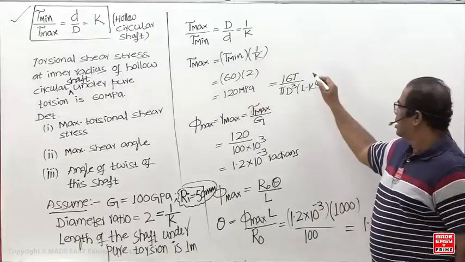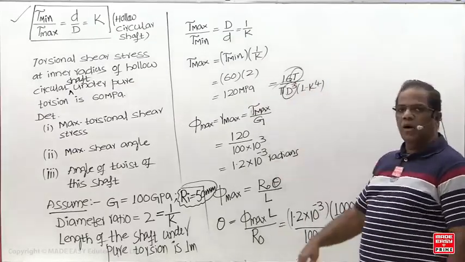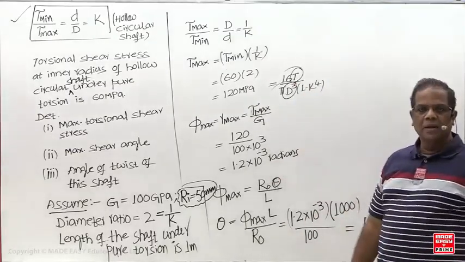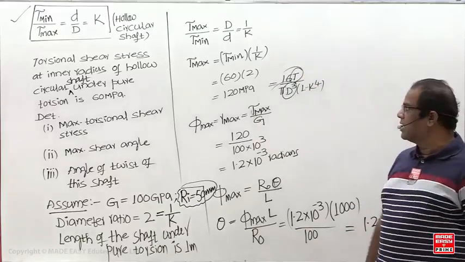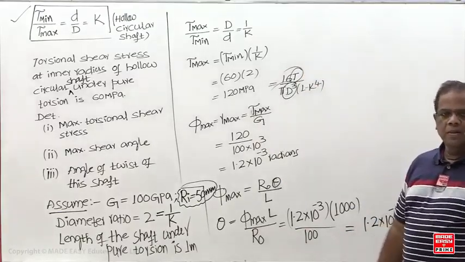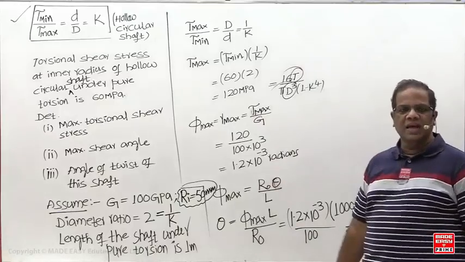Torque is unknown. This is also unknown. Two unknowns. How will you calculate now? If by chance the torque were given, you could find the outer diameter. In the question, torque is not there. That's why I have given the inner radius.